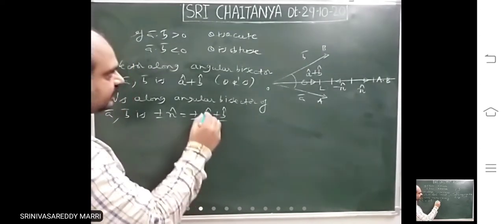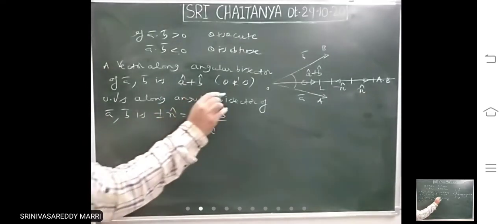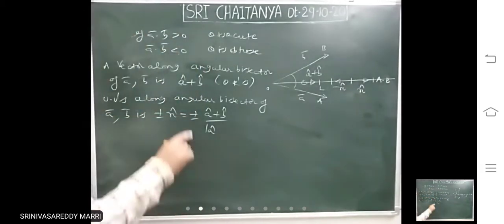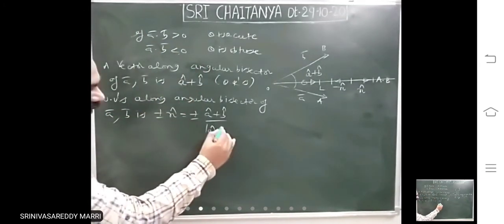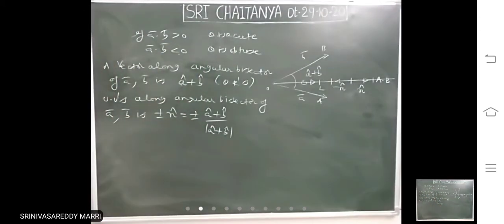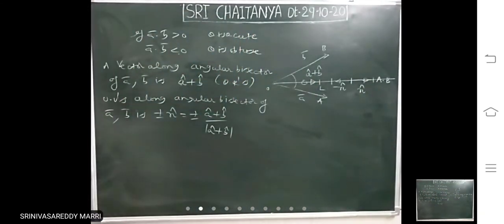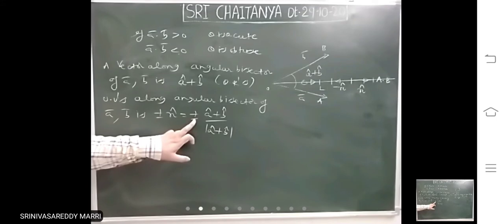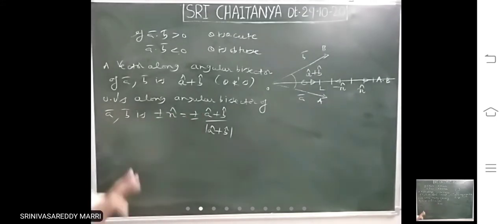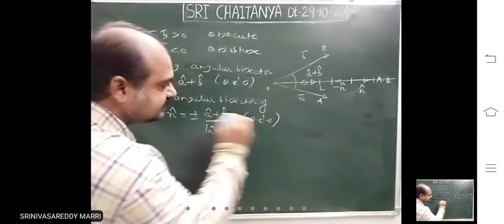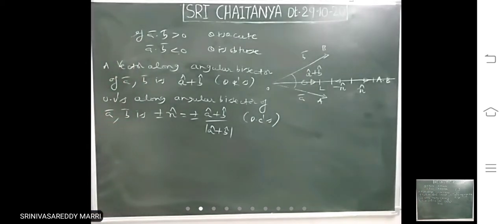divided by... this vector is in this direction. In this direction, the unit vector means this divided by modulus of a cap plus b cap. In the opposite direction of a cap plus b cap, the unit vector is minus a cap plus b cap divided by modulus of a cap plus b cap. If you write these unit vectors, you will get the DCs of the angular bisector.